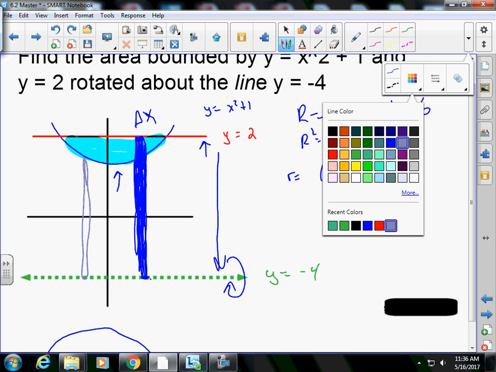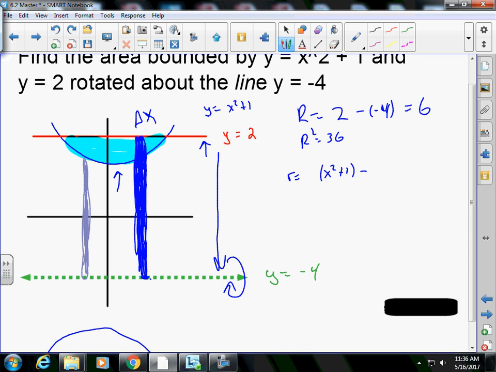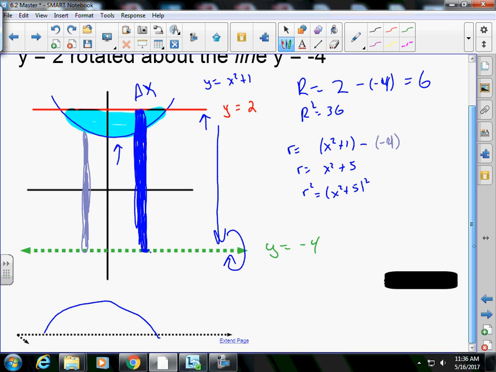This strip is what I want to remove. So the distance from there is going to be x squared plus 1 subtract that -4. So when I do that, r is equal to x squared plus 5. So r squared is going to be (x squared plus 5) squared, or x to the fourth plus 10x squared plus 25. So now we have what we were looking for.